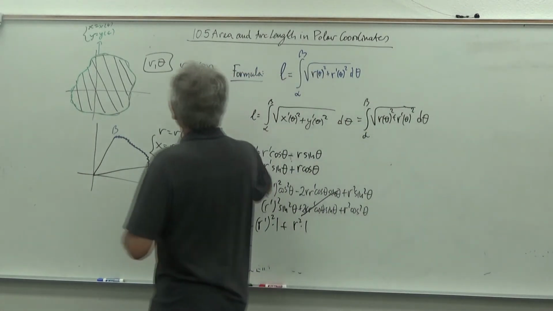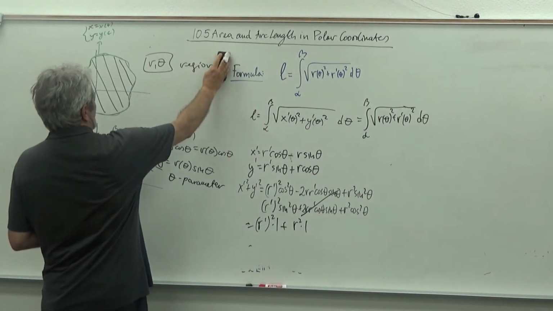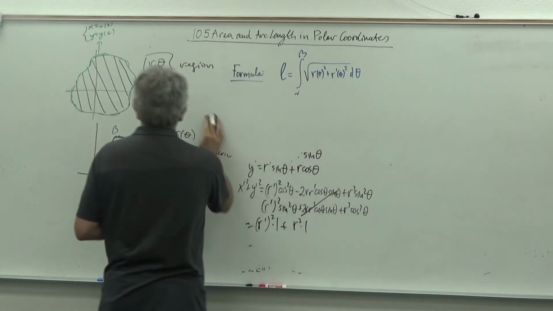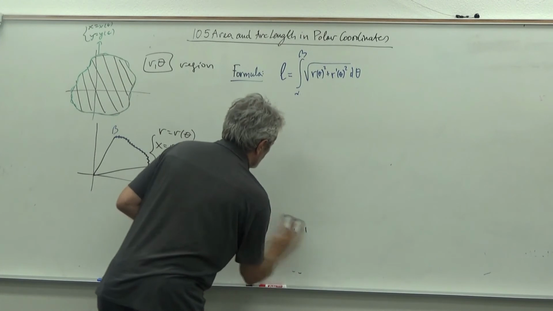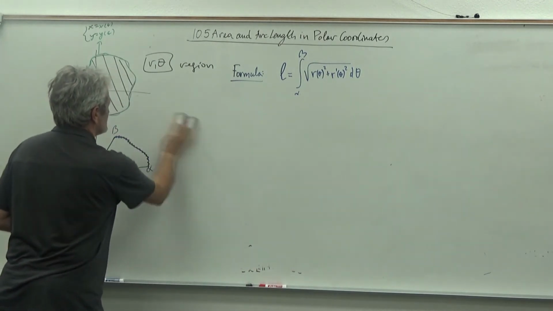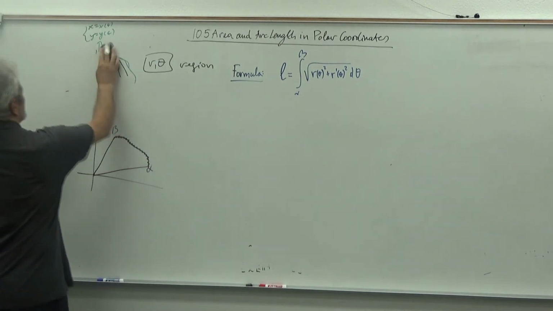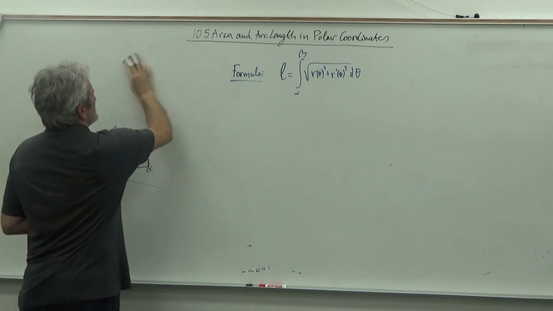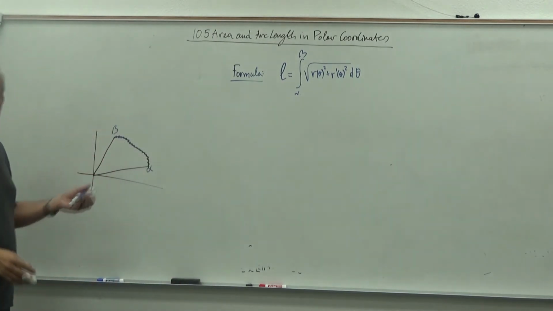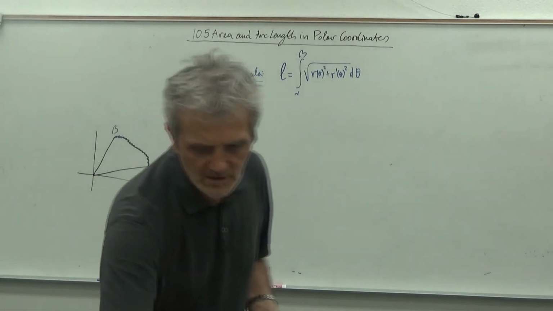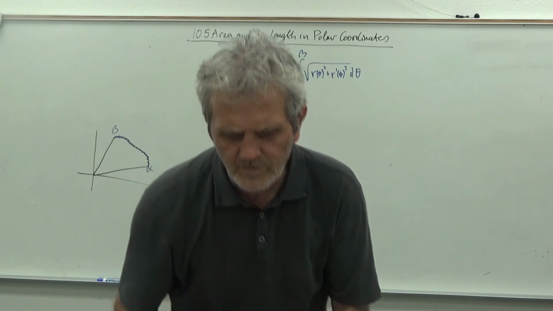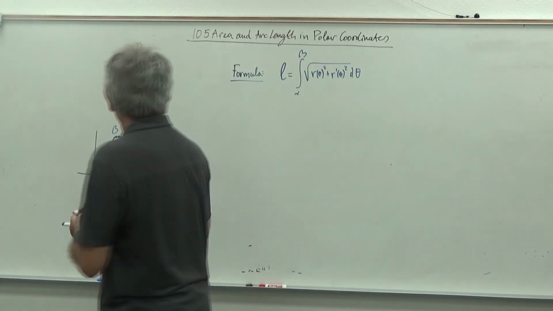So let's see one example of how it all works. I'll just erase the derivation and write an example. So we have a formula, we have the picture describing how that formula works, and let's do the problem. So the problem is problem number 38.